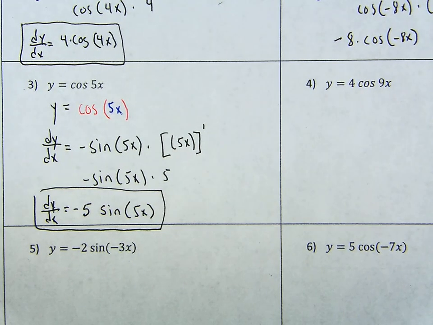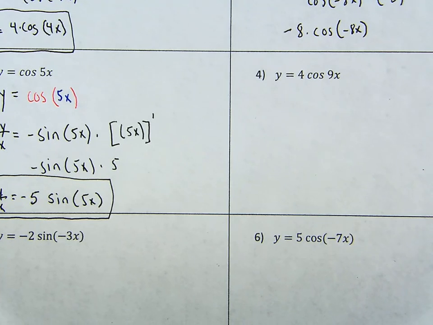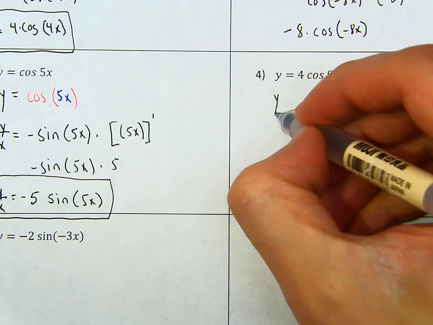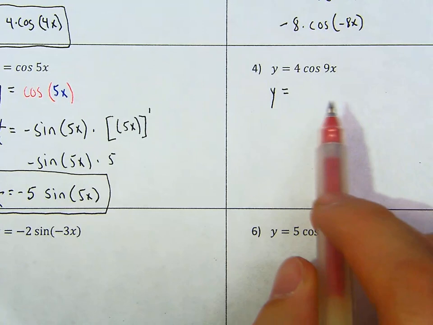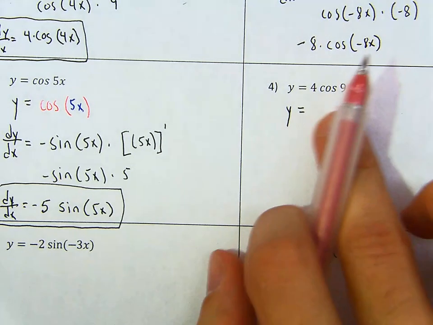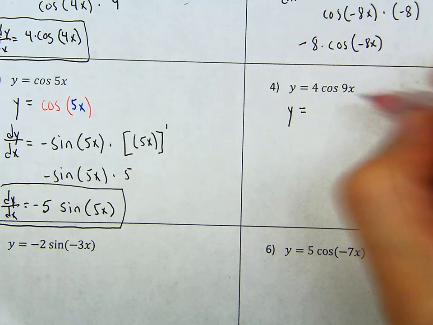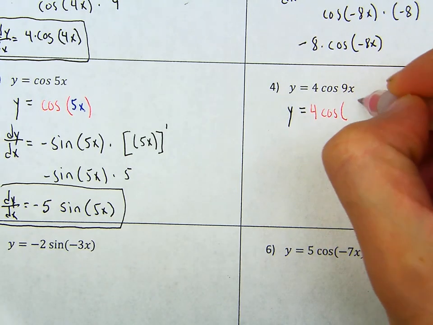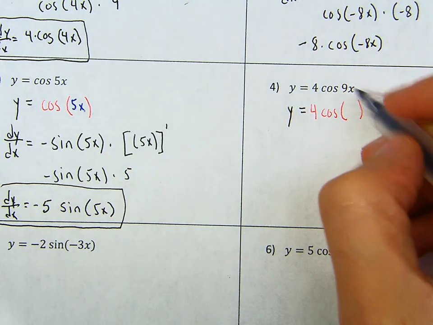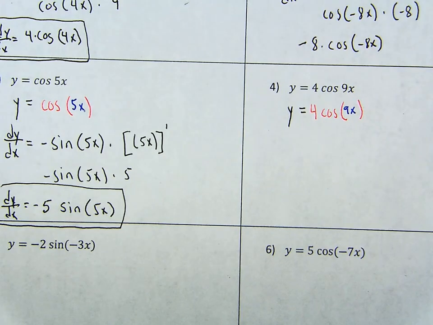Okay. Let's try the next one. Here, y equals, okay, pause the video and take your time. What will be the outside? What will be the inside? And this one looks a little different, right? But it's not that bad. Okay, so here, what's the outside? It's 4 cosine, parentheses. That'll be the outside, and this is our inside.